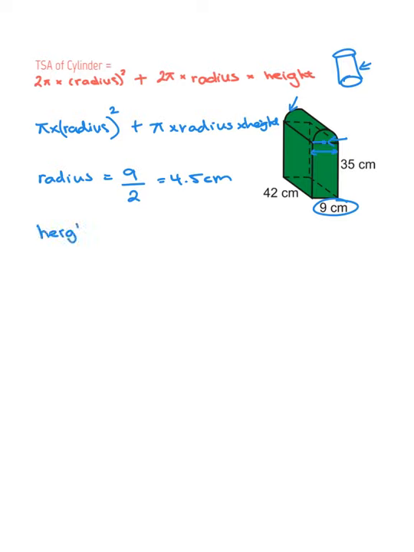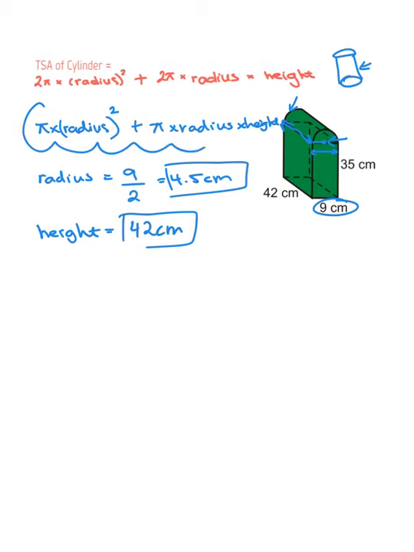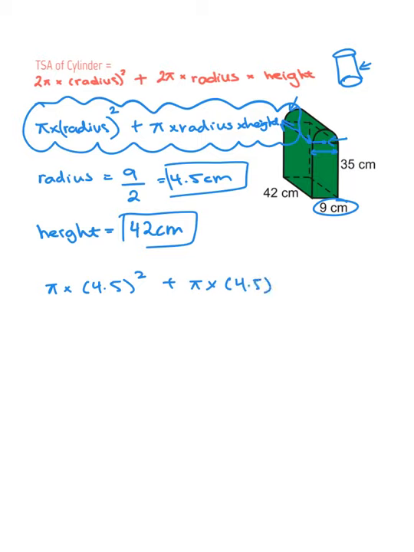And let me write down my height. My height for my cylinder is this section over here, and that's 42 centimetres. I can now sub in my radius and my height into my formula at the top, and find the total surface area of half of my cylinder. So pi times radius squared, which is 4.5 squared, plus pi times radius again, 4.5, times my height, which is 42 centimetres squared, because I'm looking at the total surface area of my cylinder.